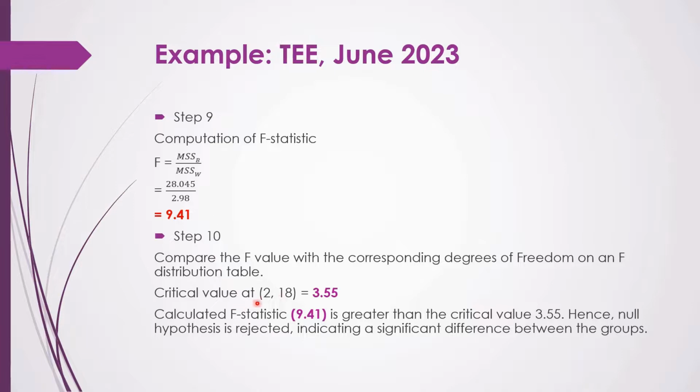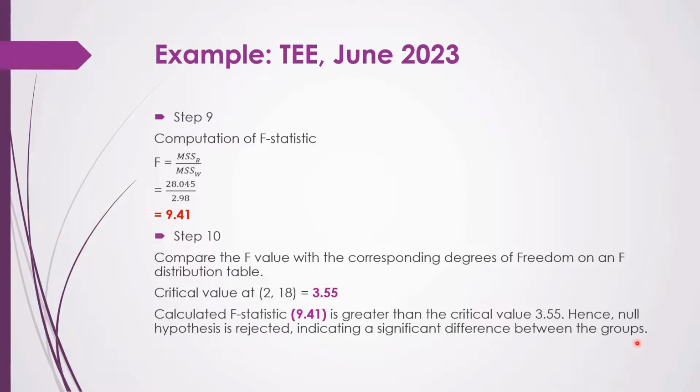So we write this, the critical value at 2, 18 is 3.55. What does this mean? We have to compare the critical value with our F statistic. You can see that the F statistic is much larger than the critical value 3.55. So the last statement that you need to write in this question is: the calculated F statistic 9.41 is greater than the critical value 3.55. Hence, the null hypothesis is rejected, indicating a significant difference between the groups.